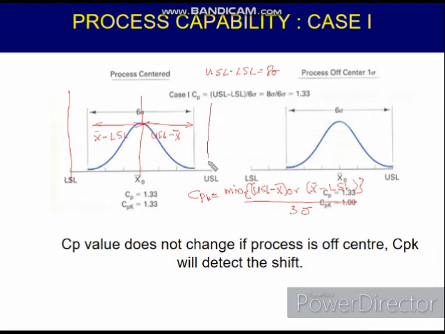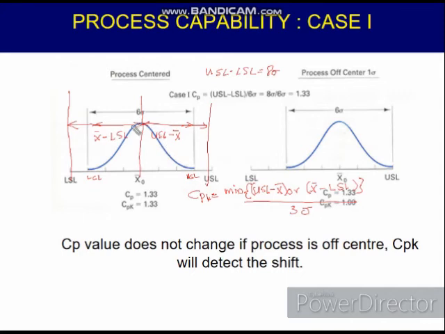So this from here to here, this from here to here. Yeah. So this is LSL, this is USL, lower spec limit, upper spec limit. So this is X bar, and this is the lower control limit. This is the upper control limit.